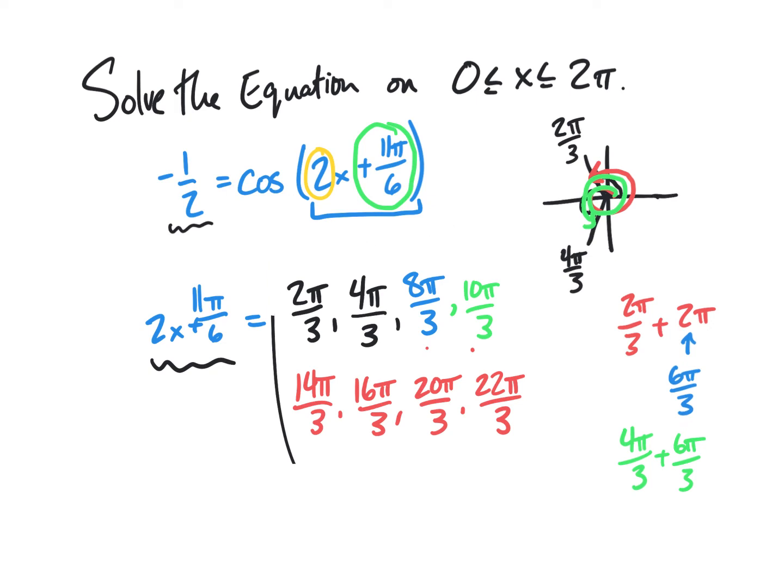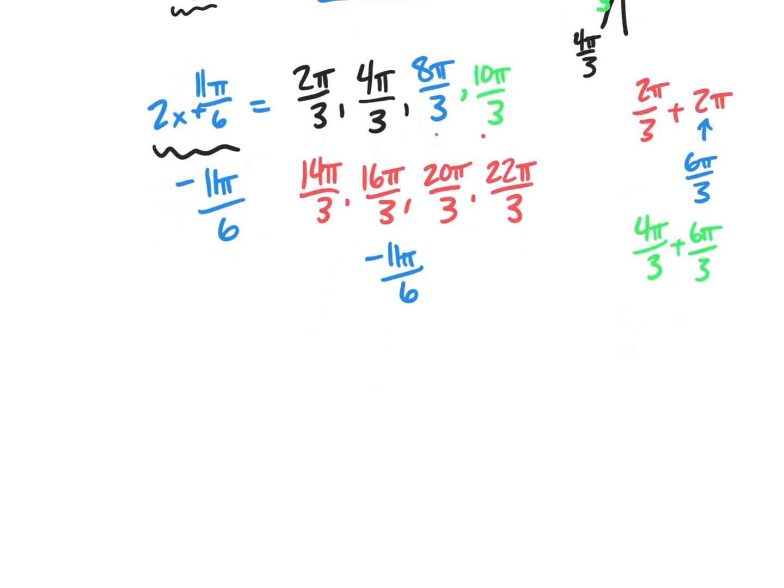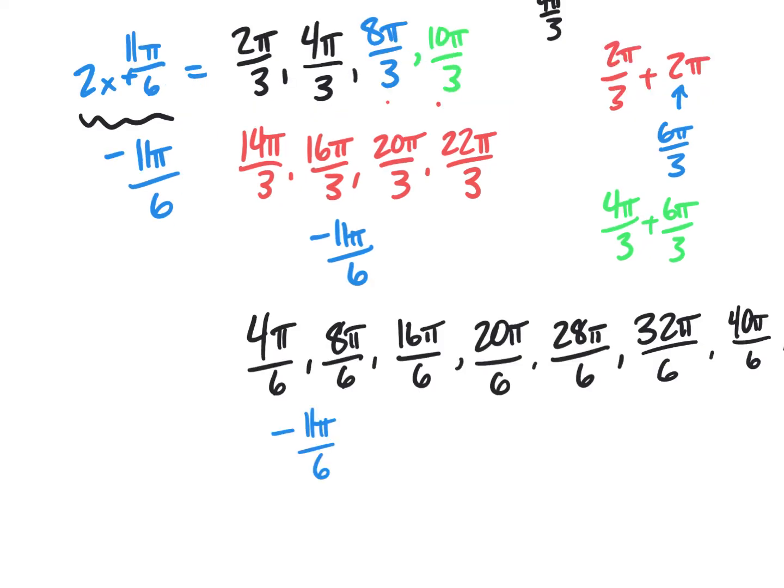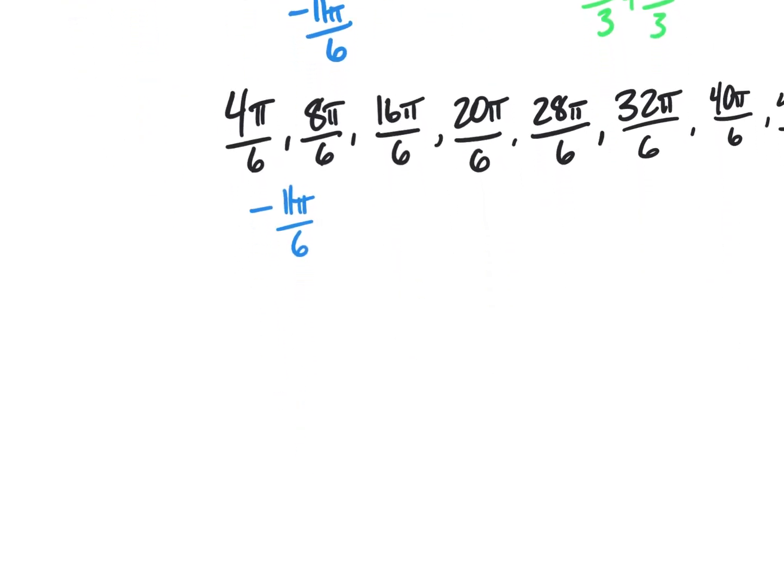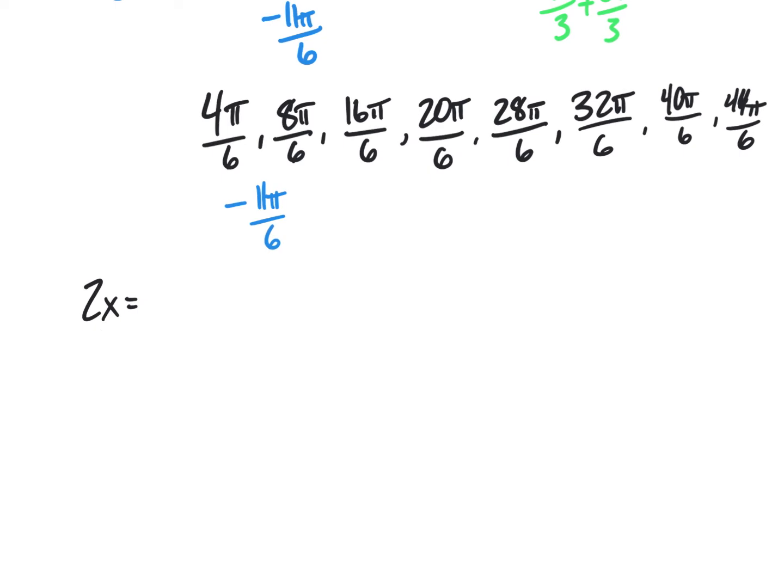Okay, let's see. I need a common denominator because I'm going to subtract 11 pi over 6 from both sides. Each of these needs to become a common denominator with 11 pi over 6, so I'm going to make all of them have a common denominator of 6. I'm going to do that off camera, and then move on. Okay, so whatever I get here is going to be what 2x is. I'm going to subtract 11 pi over 6 from all these angles to see what I get.